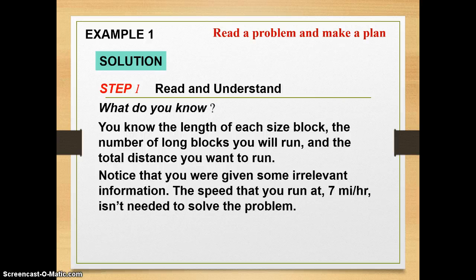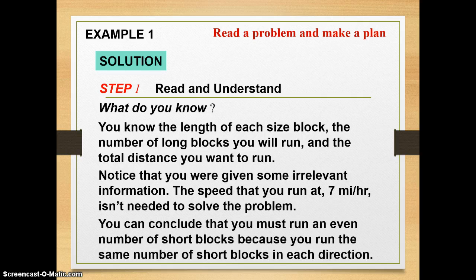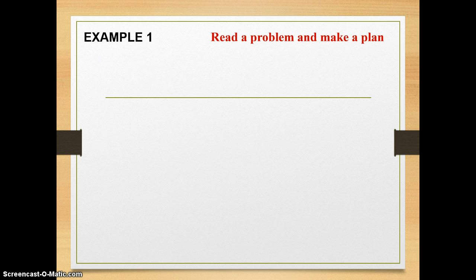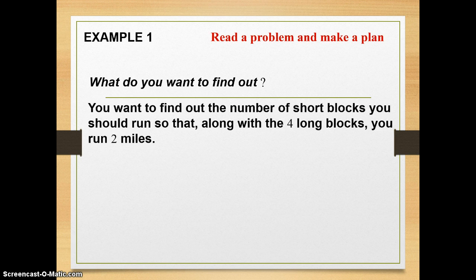Notice that you were given some irrelevant information. The speed that you run at, 7 miles per hour, isn't needed to solve the problem. You can conclude that you must run an even number of short blocks because you run the same number of short blocks in each direction. What do you want to find out? You want to find out the number of short blocks you should run so that along with the 4 long blocks, you run 2 miles.